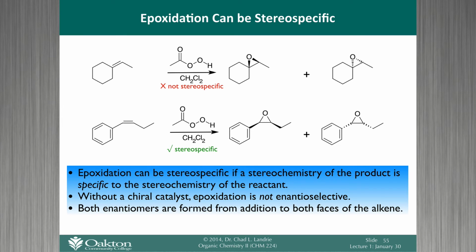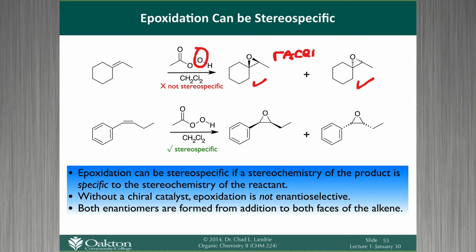Okay? One thing to note here, this reaction is not enantioselective. Right? That extra oxygen atom in the per acid can add from the front of the alkene to give me this product in the top reaction, or it can add from behind the plane of the screen to give me this product. And I would get a 50-50 mixture of both. Since these two molecules are enantiomers, I would say that I get a racemic mixture.